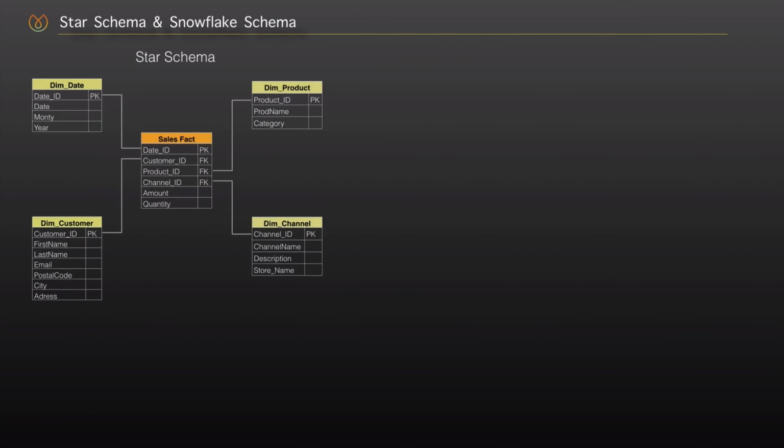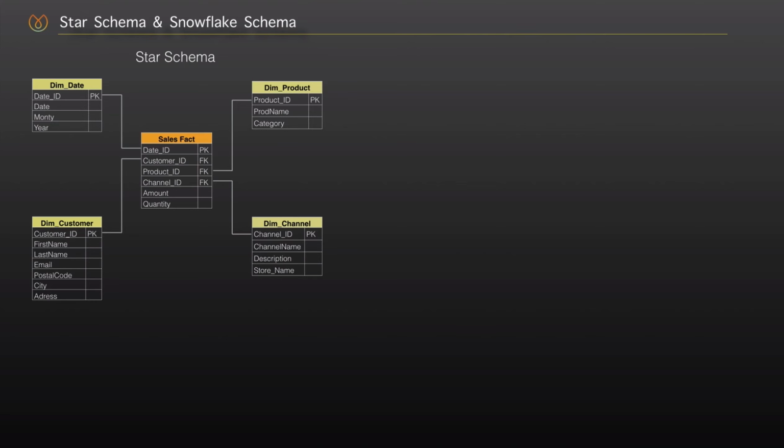Alright, so there are two types of schemas in a dimensional data warehouse that we will discuss in this module. Star schema and Snowflake. Star schema can have one fact table and a number of associated tables around it. Because its structure resembles a star, it is known as a star schema.